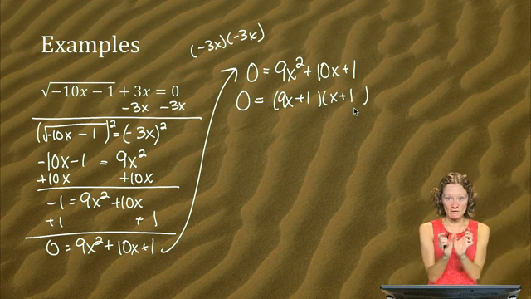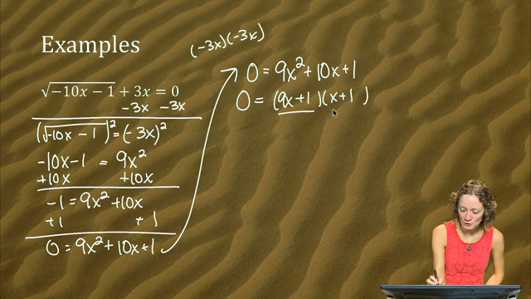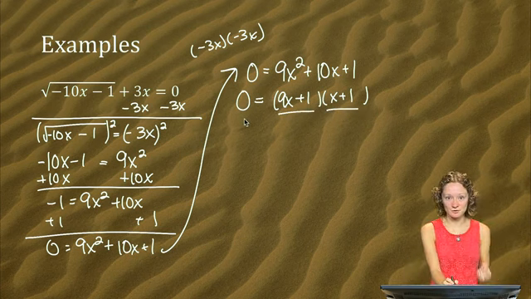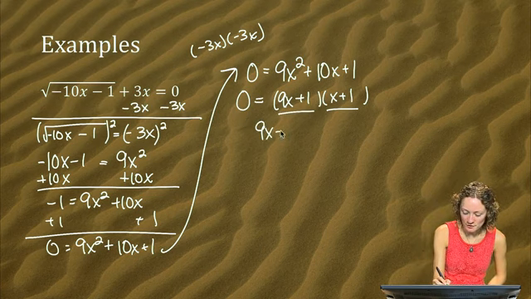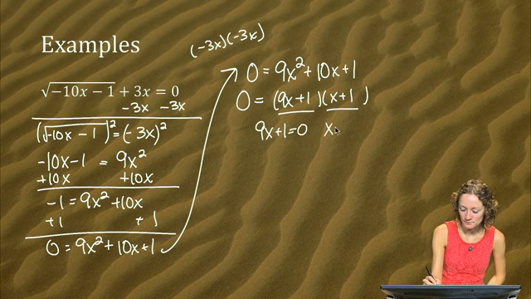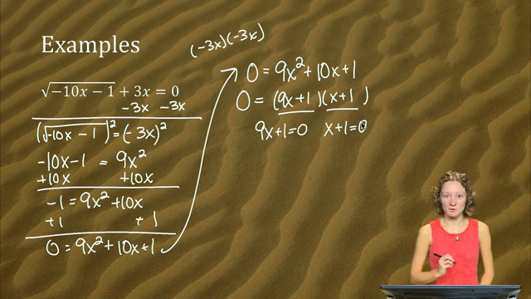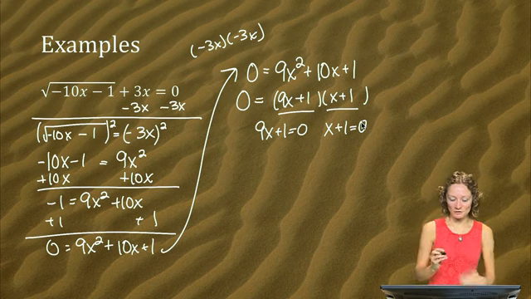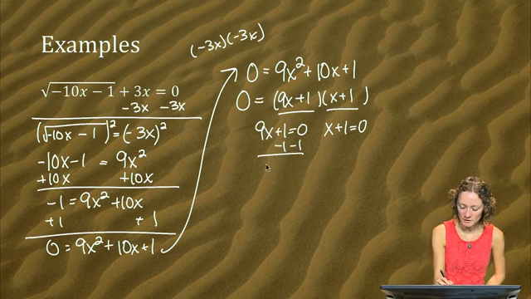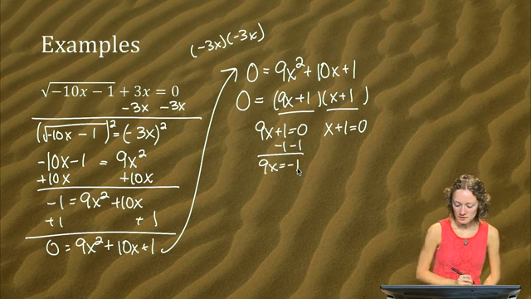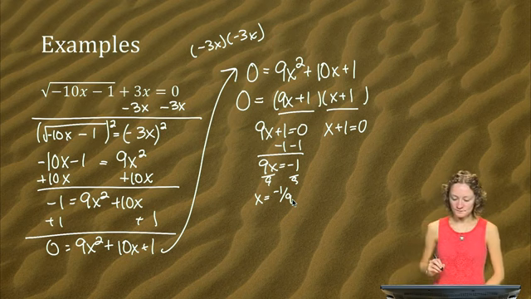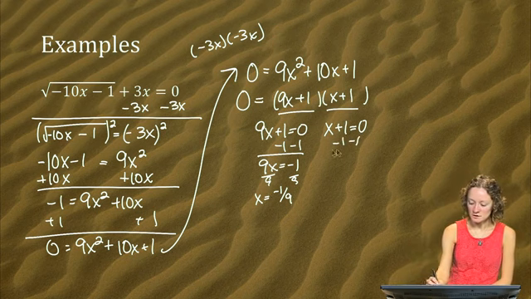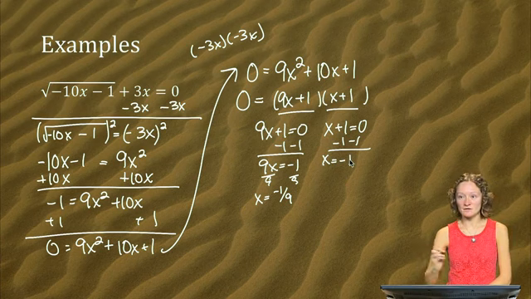And then remember, once you have it factored, you know that if these two things are going to multiply and give you 0, one of those two things has to be 0. So it's either that 9x plus 1 is equal to 0, or that x plus 1 is equal to 0. And then you solve these two. I like to call them mini equations. Subtract 1 from both sides, divide by 9, we get x is equal to 1/9. And for the other one, subtract 1, we get x is equal to -1.